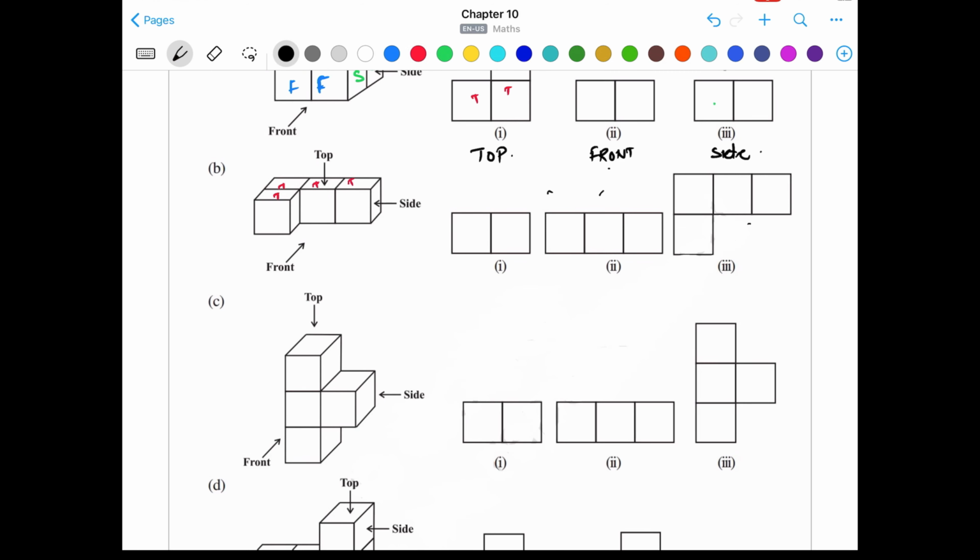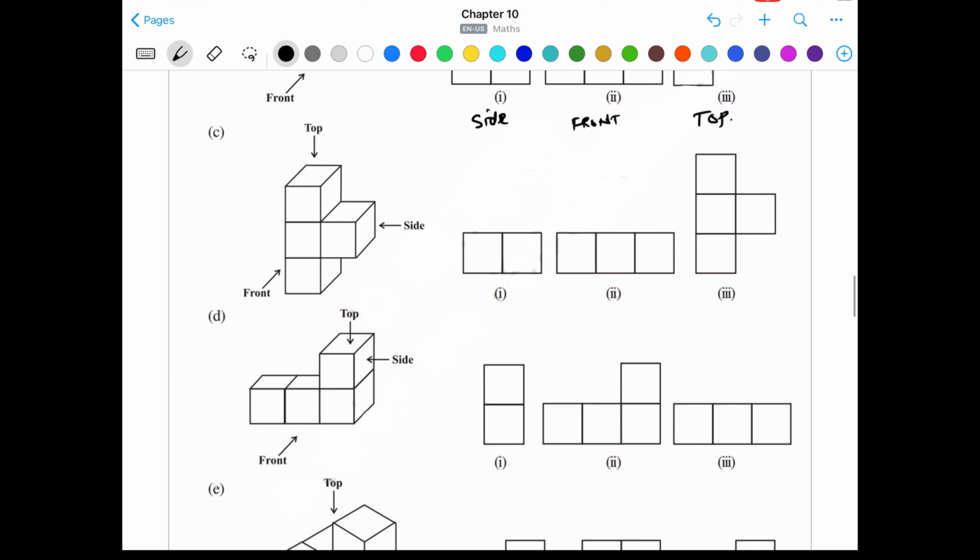That means the figure containing four boxes is its top view. Okay, and also if we look at it from the front side, we'll be able to see this one and this one. That is three boxes, so this will be its front view, and the last and the remaining one is, if you look at it from the side, we'll see this one and these two boxes only. So the figure with two boxes is its side view.